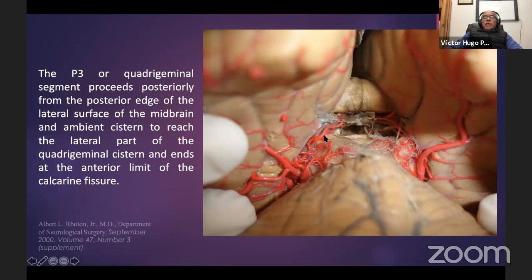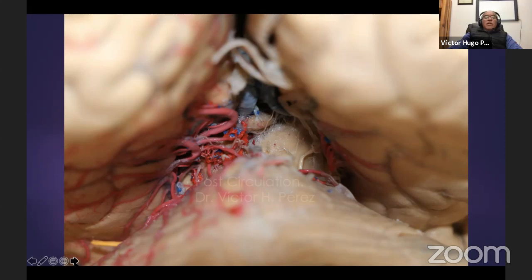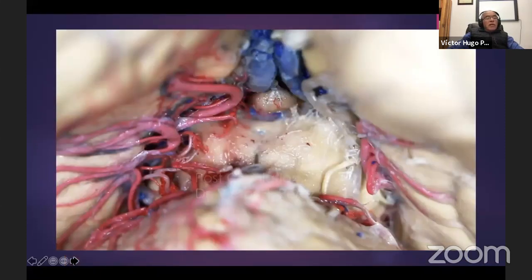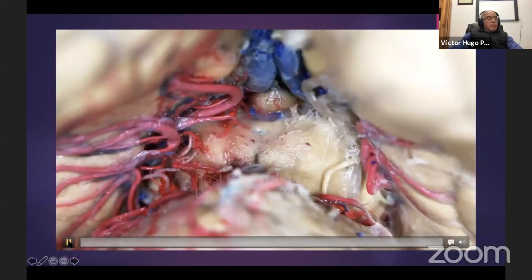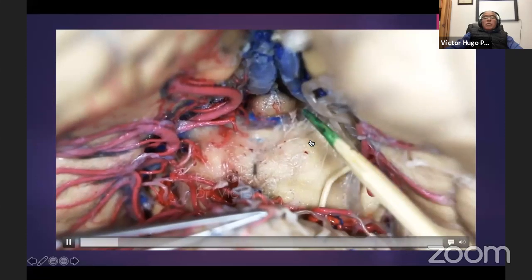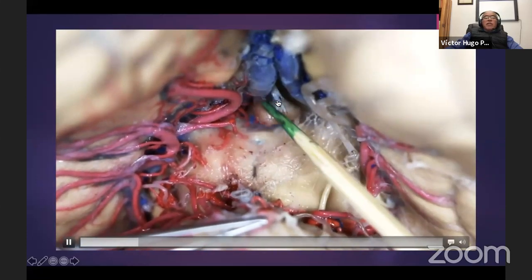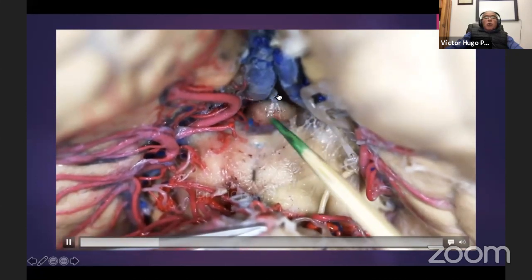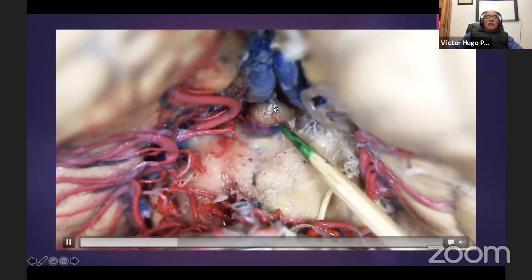In this picture, we can see the posteromedial choroidal artery and its irrigation to the pineal gland. This is the pineal gland. This is a closer view in which we can see these important arteries. This is the quadrigeminal plate, and this is the pineal gland, and this is a small arachnoid that fixes the pineal gland.